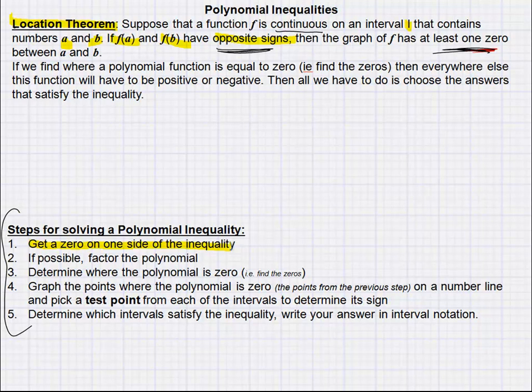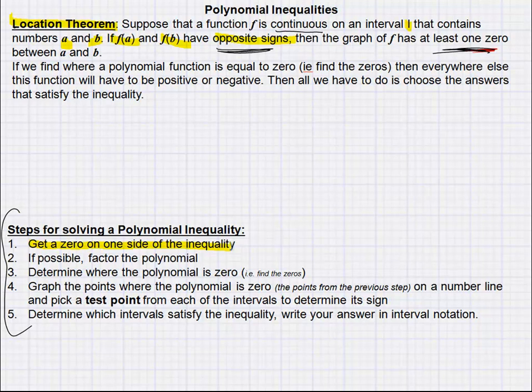The key to that is, what we're saying is that we have a polynomial that's either greater than 0 or less than 0, because 0 is on the one side. And if something is greater than 0 or less than 0, you're basically saying this thing is positive or this thing is negative. So make one side of your inequality 0.